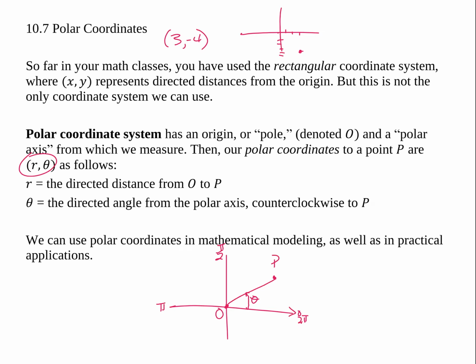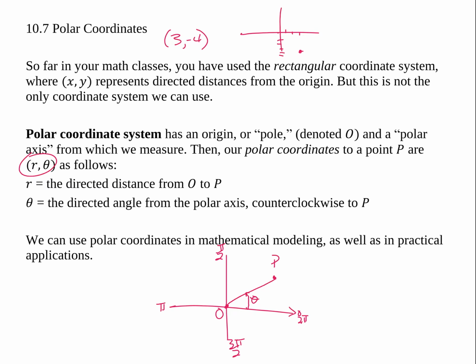As I turn this angle through from the polar axis, the positive x-axis basically, I'm going through pi over 2 radians, and then pi radians, and then down here 3 pi over 2, until finally I'm at my 2 pi radians all the way around the circle. So we've got to keep that in mind, because we're going to be using radians as we assign angles to these polar coordinates. We can use polar coordinates in mathematical modeling as well as in practical applications.